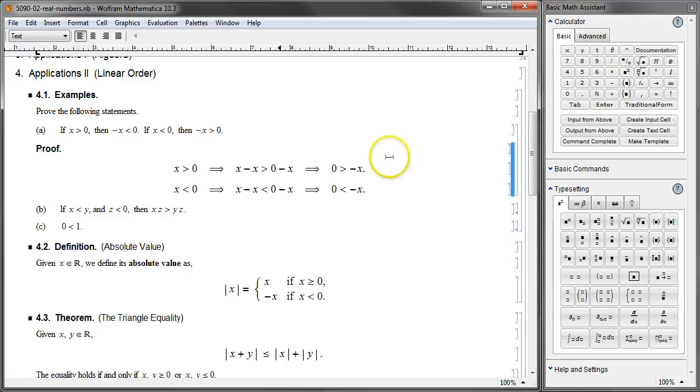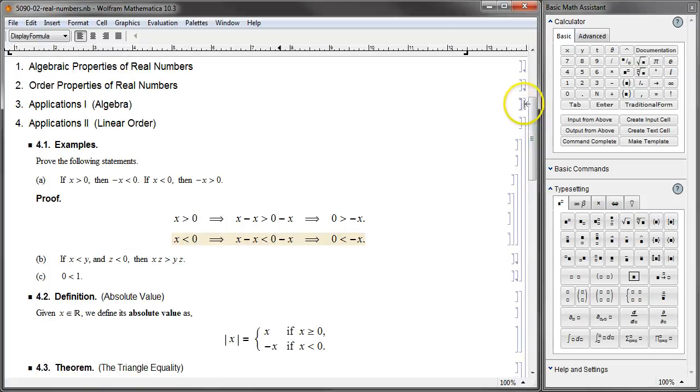Here we go. If x is greater than 0, we just subtract x from both sides, or more precisely speaking, add the additive inverse of x to both sides of the inequality. Then we get 0 is greater than negative x, because the left hand side is x minus x, which is 0, and the right hand side is 0 minus x. Same for the second: x is less than 0, we just subtract x from both sides, then we get negative x is greater than 0.